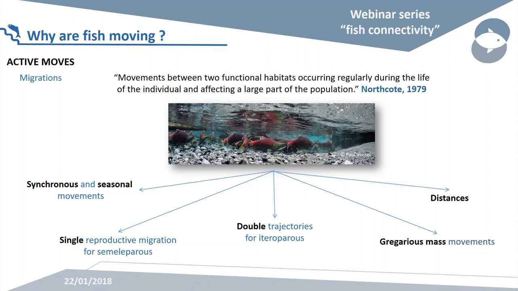For iteroparous fish, with different reproductions during their life, it's a bit different, because for each reproduction migration, you have a double trajectory: upstream migration to find the reproduction habitat, and downstream migration to go back to the sea. So as you can see, there are many different types of movements, but what is important to remember is that all fish need to move in the river.